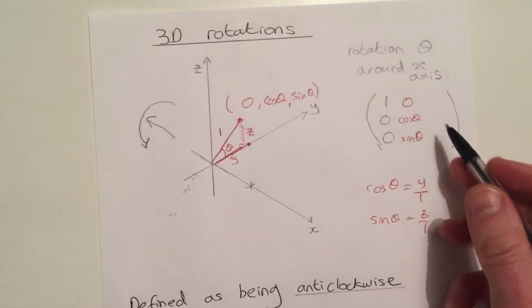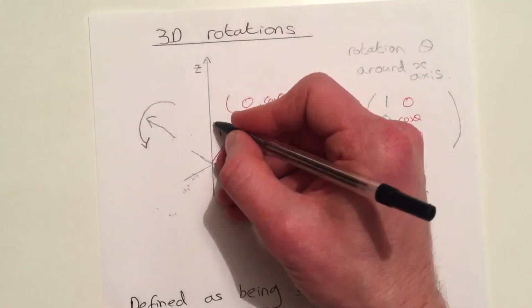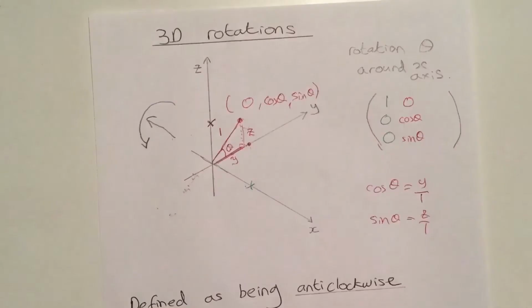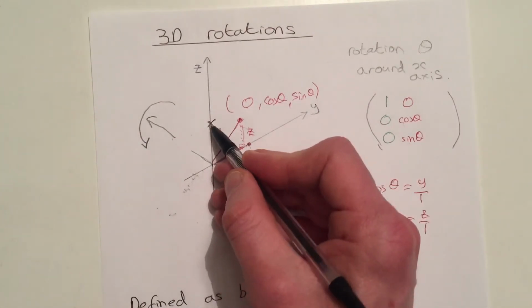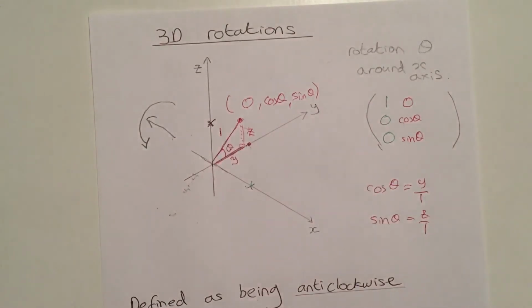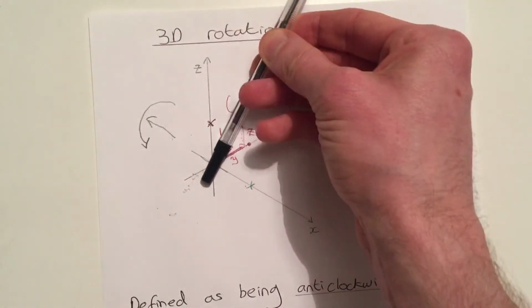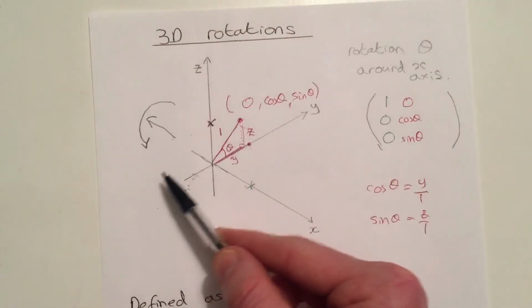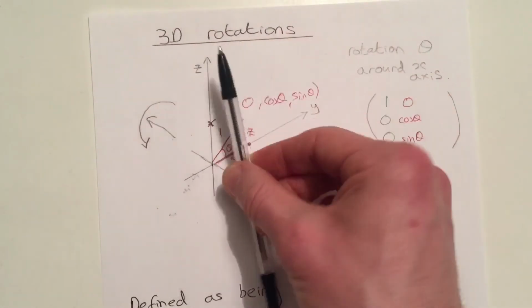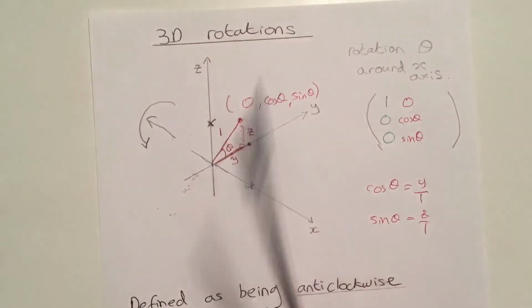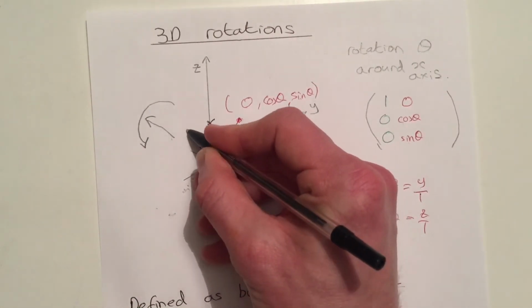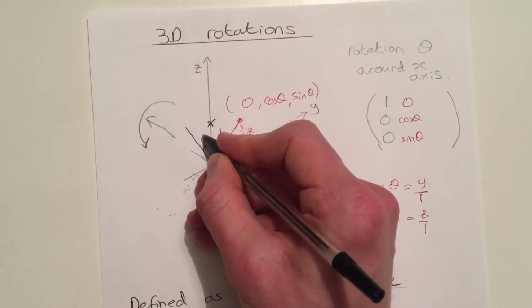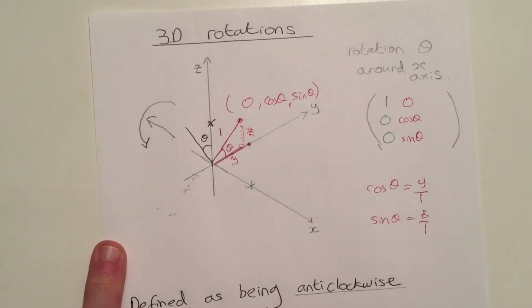And for the final column, I need to consider what would happen to the point 0, 0, 1. So that's when the x-coordinate is 0, the y-coordinate is 0, and the z-coordinate is 1. So this point here. And remember that we are rotating this way around. So this point here is going to rotate and be like that. Again, it's quite difficult to draw this. It's going to rotate theta like that. Again, this length there is 1.